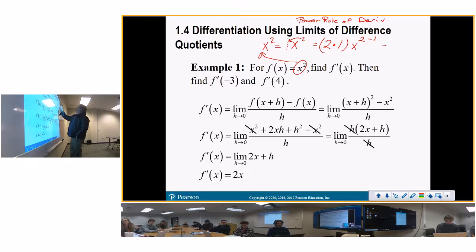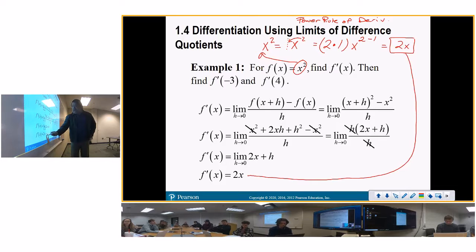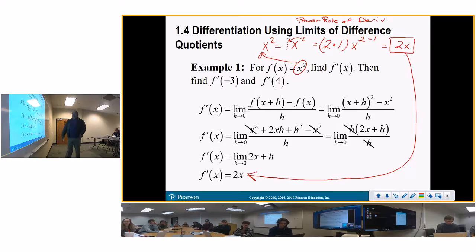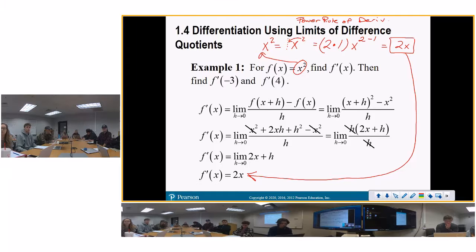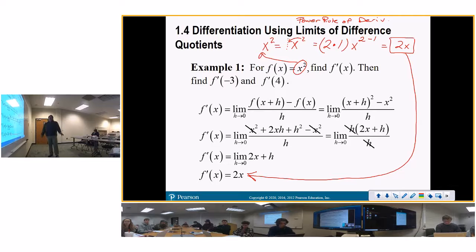So what is that going to leave us with? Oh my, look at there. Instead of doing all that algebra and all that limit theory, all you have to do is take the exponent, multiply it by the coefficient, and subtract 1 from the exponent. And that is your basic power rule of derivatives. I just taught y'all this whole section, 1.4, in one slide. You're welcome.